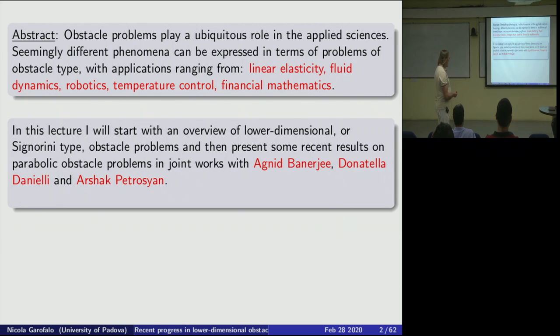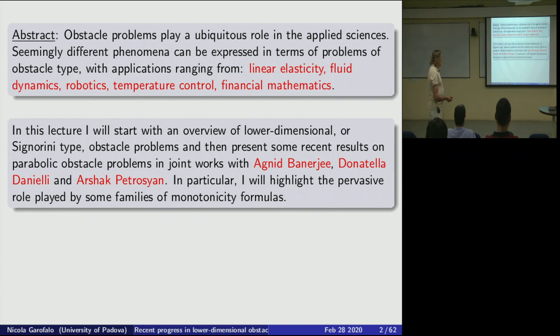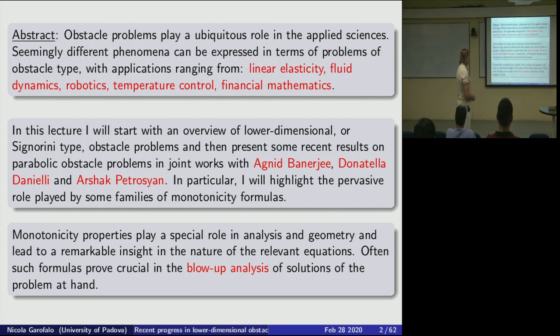So in this lecture, I will start with an overview of lower dimensional, or Signorini type, obstacle problems, and then present some recent results on parabolic obstacle problems, which are contained in some joint works with Agnit, Donatella Danielli, and Arshak Petrosyan. I don't plan to give any proofs, but it will get a little bit technical toward the end of my lecture, and that's unavoidable because I have to list the results. And they look technical, so hopefully the first part of my talk will motivate sufficiently the second part of my talk.